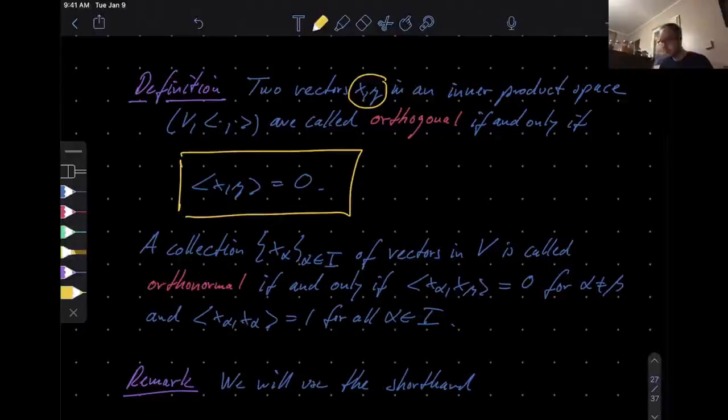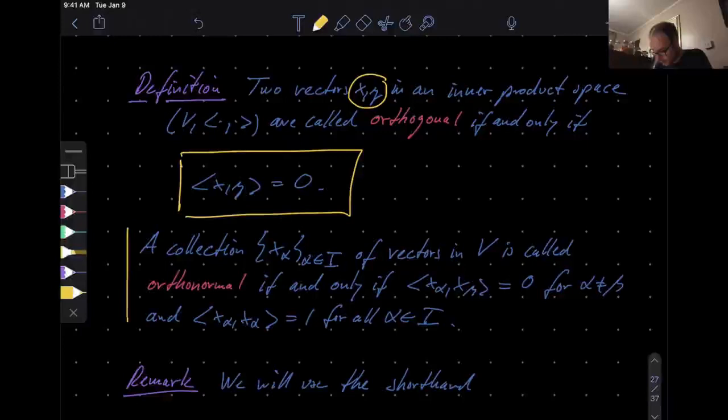You know, x and y could be functions, so you can't really make sense of an angle between 2 functions, but nevertheless, this concept generalizes. Good. These are orthogonal vectors. Now here we will talk about also orthonormal vectors. These are the orthogonal vectors that have length 1.